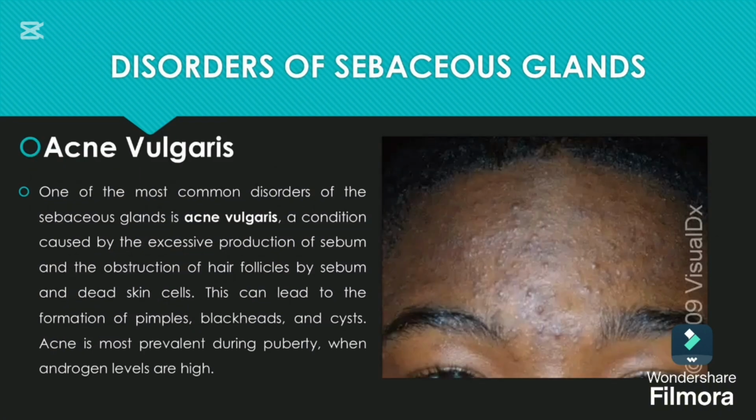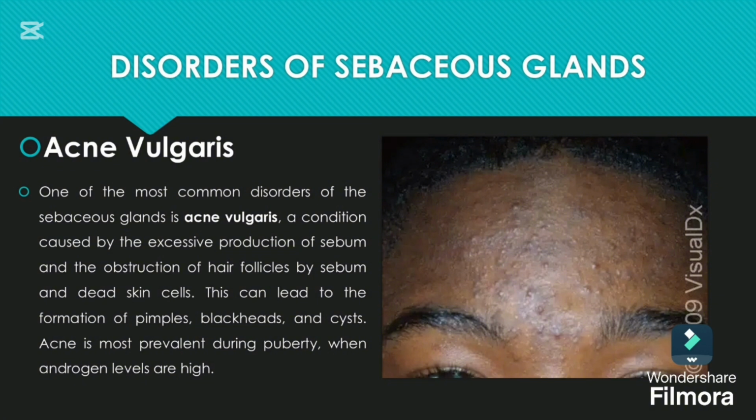Finally, let's look at the disorders of the sebaceous gland. We have the first disorder known as acne vulgaris. Acne vulgaris is a very common disorder, and it is caused as a result of what? Excessive production of sebum and the obstruction of hair follicles by the sebum or dead skin cells. So when there is excessive production of sebum in the skin, this could cause accumulation of oil in the skin, thereby resulting in acne vulgaris.